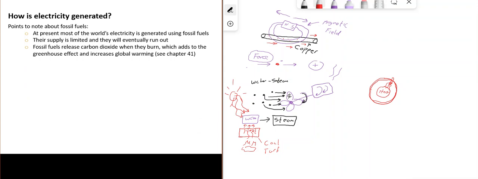Okay, so that's a major problem. So for example, imagine, so this is the Earth. And we have a factory that's generating CO2, for example. And what happens is this goes up into the atmosphere and it creates a layer around the Earth, like this.